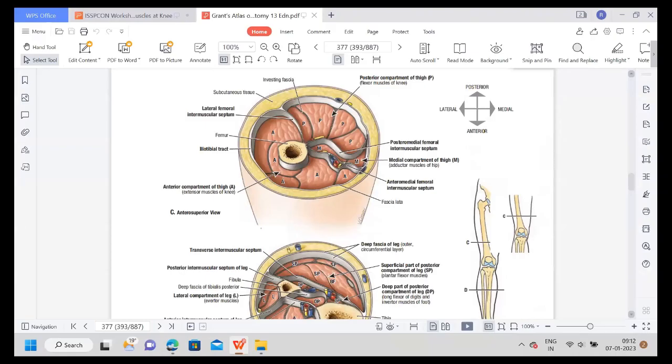So it's also important to understand the cross-sectional view of these muscles, because this is how you see it in the sonoanatomy when you place the transducer on the area of interest. So this is a cross-section of the knee at the lower one-third of the thigh. Let's identify the femur. Let me see if I can annotate it. Yes, there is the femur, and there is an anterior compartment and the posterior compartment.